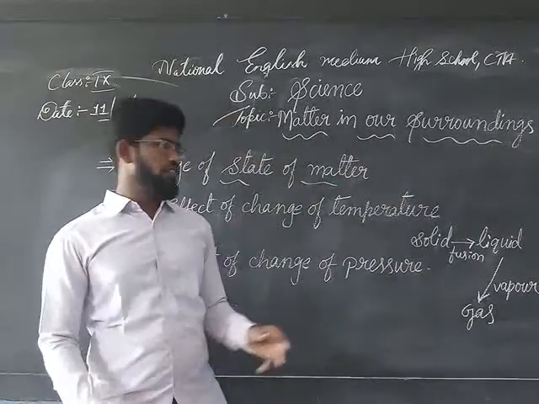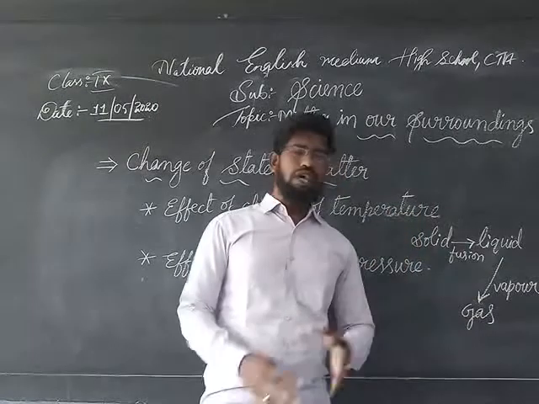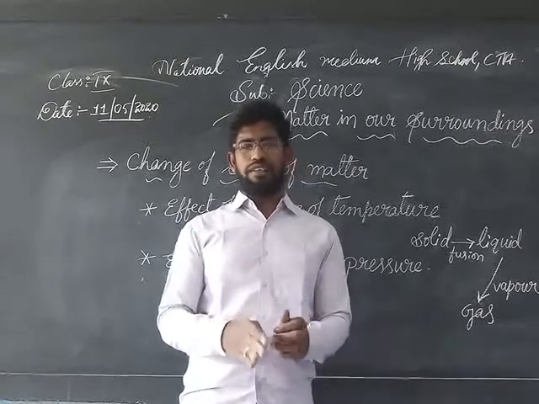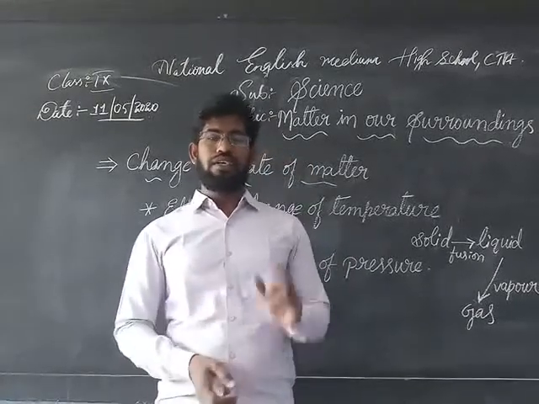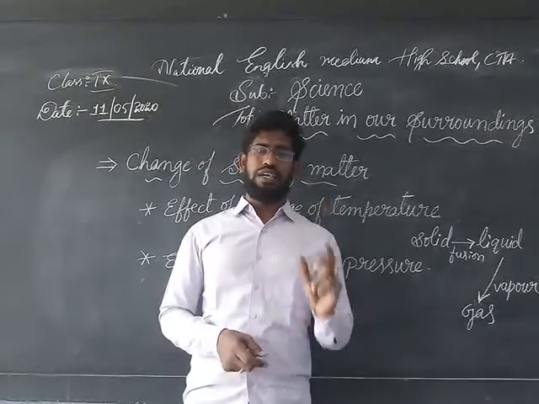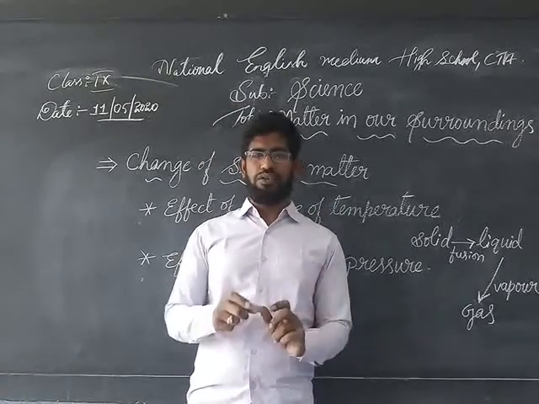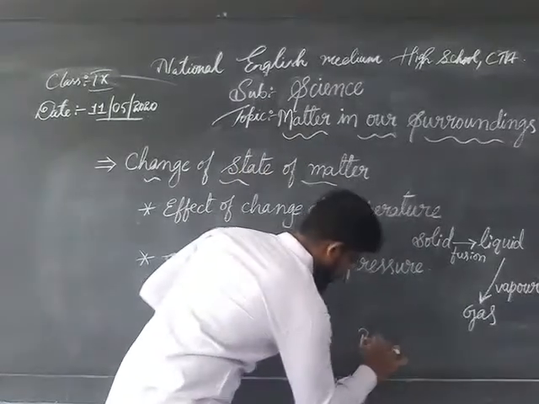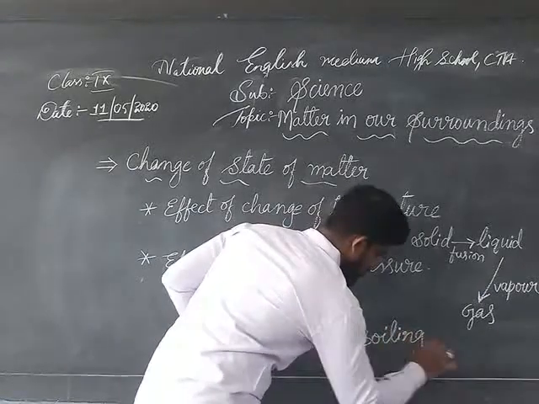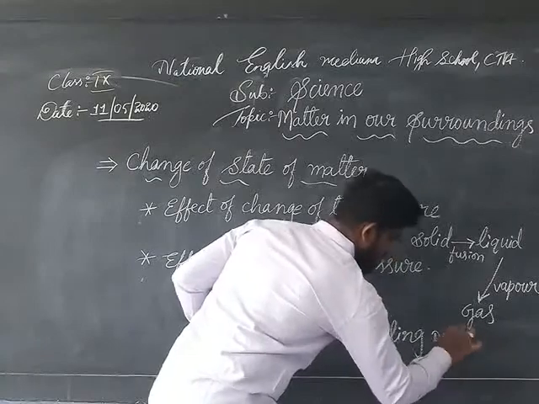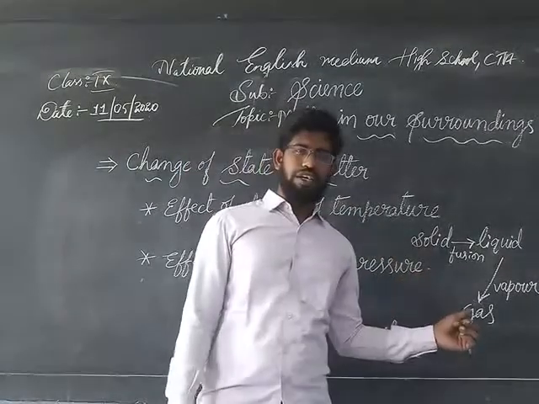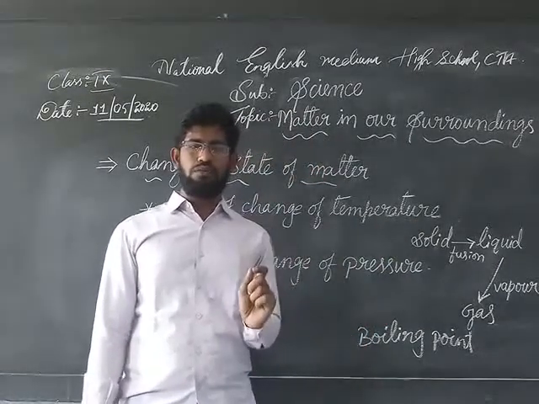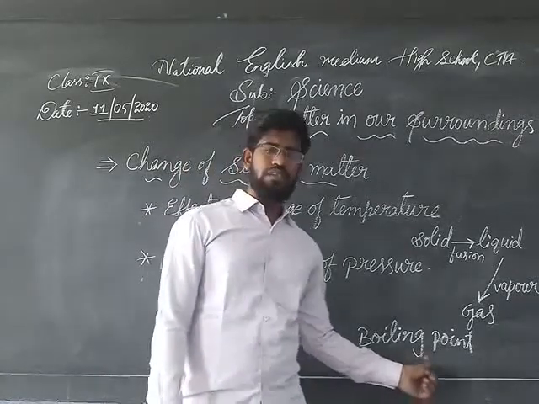The liquid state will change into gaseous state through the process called vaporization. When you increase the temperature, the force of attraction between the particles is lost and they start converting into gaseous state. The temperature at which the liquid starts converting into gaseous state is called its boiling point. Once again I will repeat, the temperature at which the liquid starts to convert into gaseous state at room atmospheric pressure is called its boiling point.